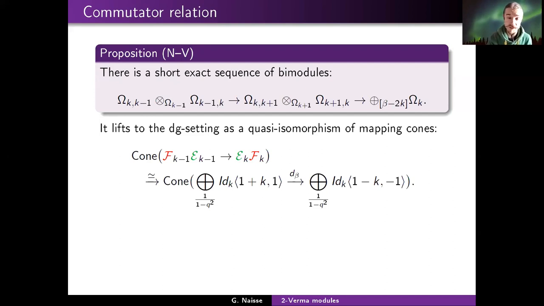And the thing is, you can lift this to the DG setting, and the proper way to write it is as a quasi-isomorphism between mapping cones. So again, a mapping cone is just a way to construct a complex out of two that somehow corresponds to their difference. So here the mapping cone corresponds to the difference of EF minus FE along a certain map that must be specified. And you can show that it is quasi-isomorphic to some mapping cone of an infinite direct sum and another infinite direct sum that correspond to the two parts, K over one minus q squared and K minus one over one minus q squared.